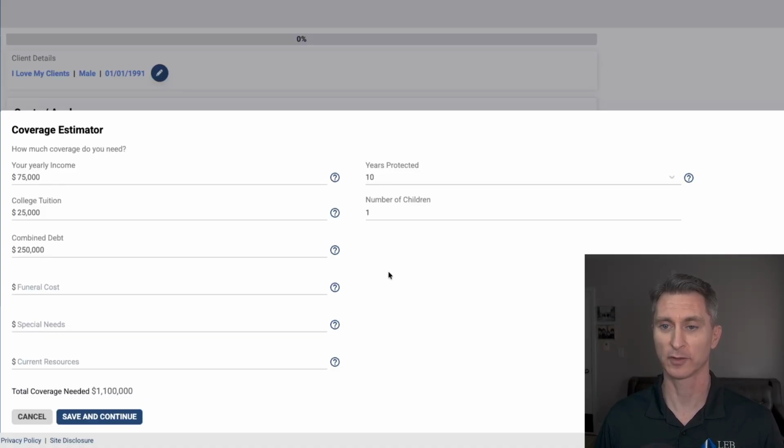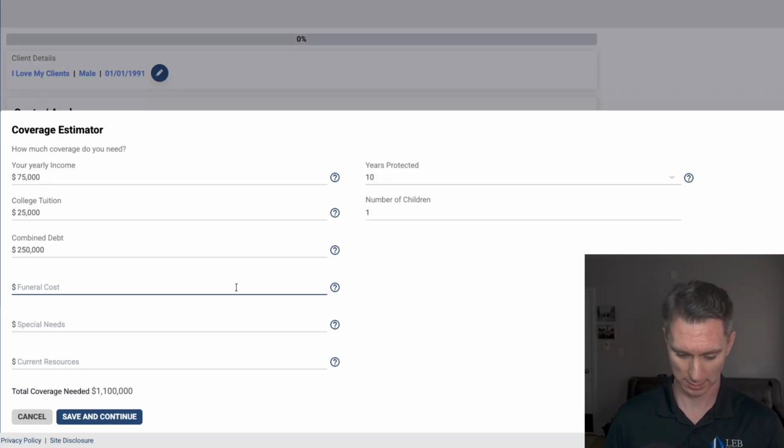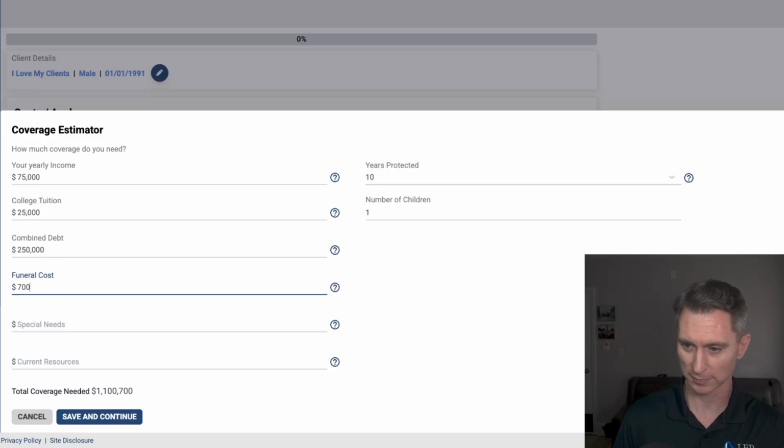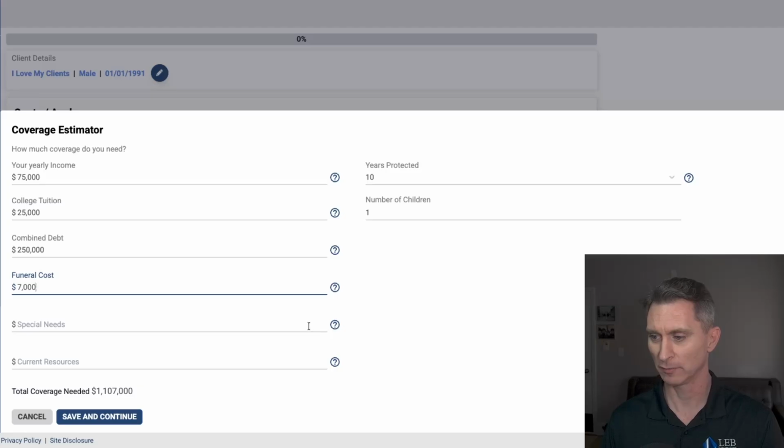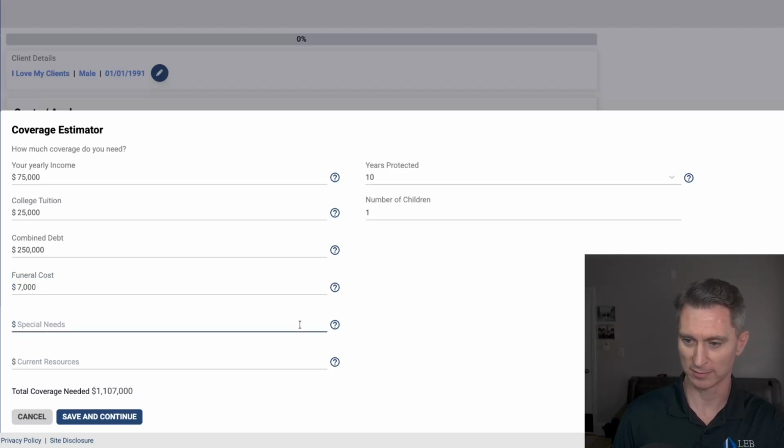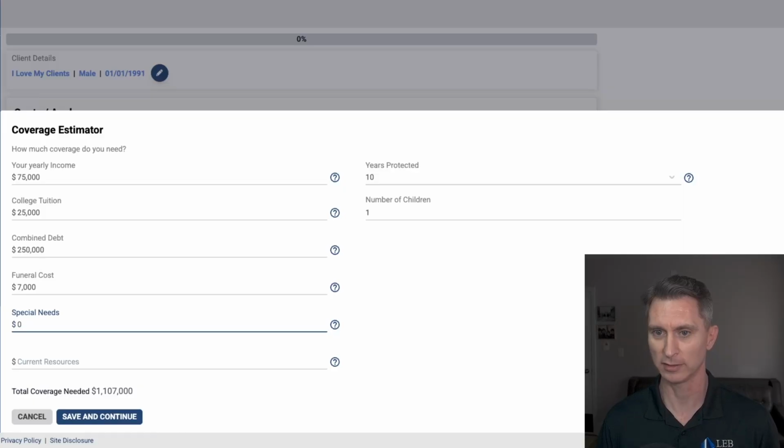Okay. Now E stands for expenses, final plus special needs. So next we need to account for those final expenses. The average funeral cost today is somewhere around $7,000 to $10,000. And then we also look at special financial needs. This could be anything like taking care of aging parents, additional educational costs, or just making sure that your family has extra financial flexibility beyond the basics. This is where we customize things based on your personal situation. So funeral cost, let's add in another $7,000. And for special needs, let's just put that at 0 right now. There's nothing above and beyond that you need to do.